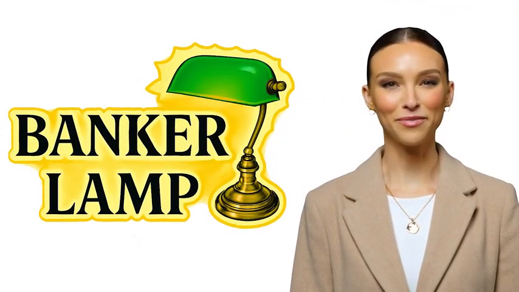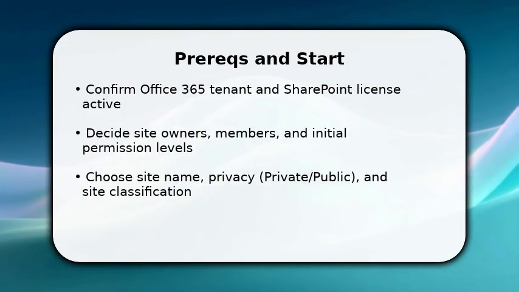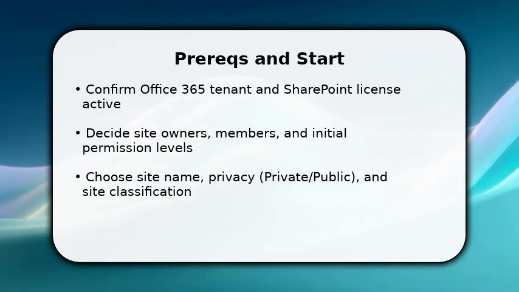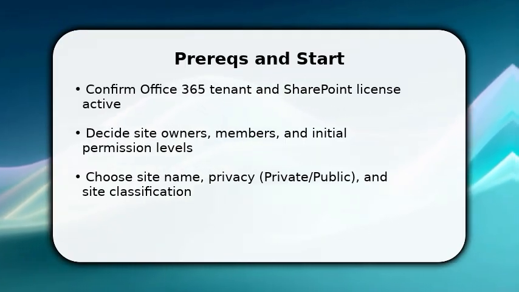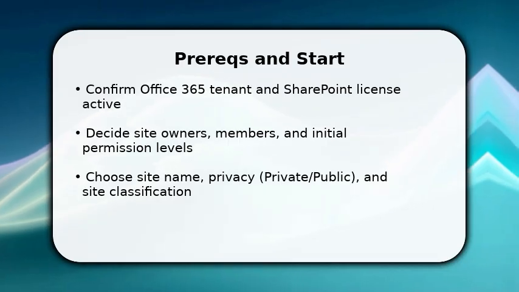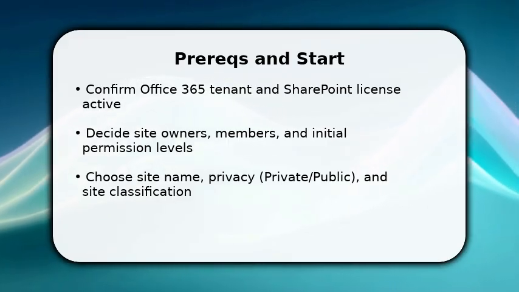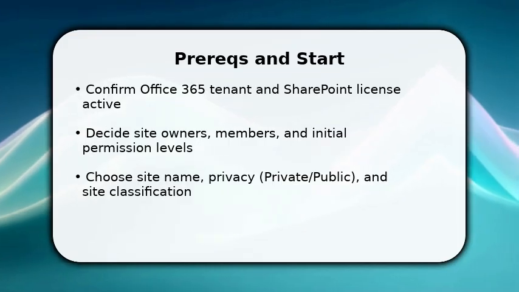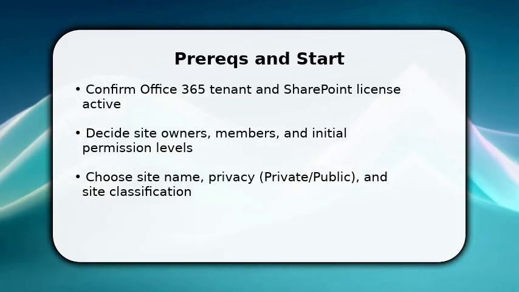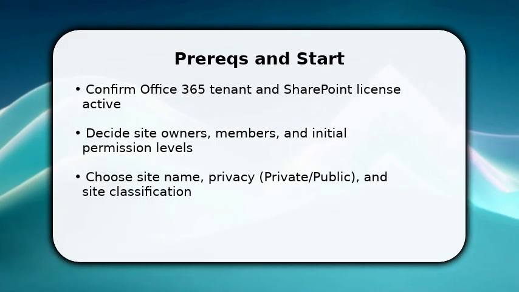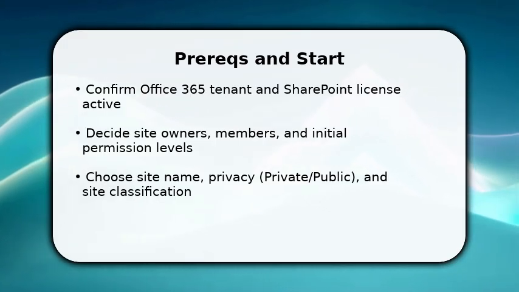Please enjoy the video. You start by confirming your tenant and that SharePoint is enabled, because without that you cannot proceed. Once confirmed, assign at least one owner and one member so permissions are ready. Next, choose a clear site name, privacy setting, and classification to match governance. Make sure those decisions align with your org policy.